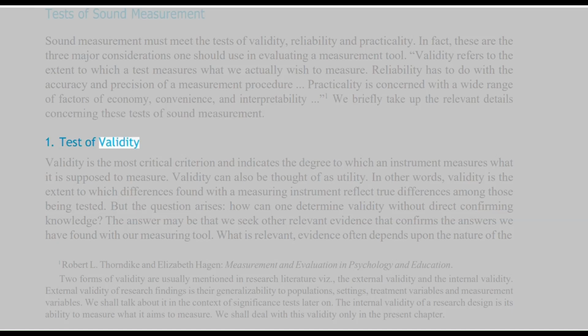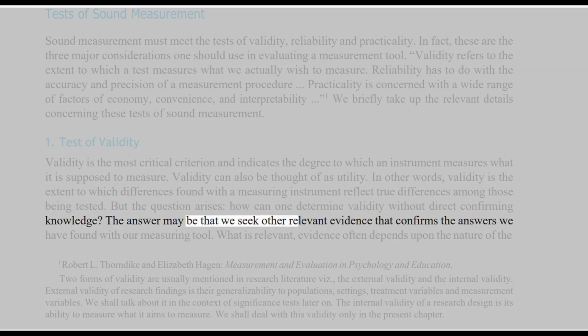1. Test of validity. Validity is the most critical criterion and indicates the degree to which an instrument measures what it is supposed to measure. Validity can also be thought of as utility. In other words, validity is the extent to which differences found with a measuring instrument reflect true differences among those being tested. But the question arises, how can one determine validity without direct confirming knowledge?